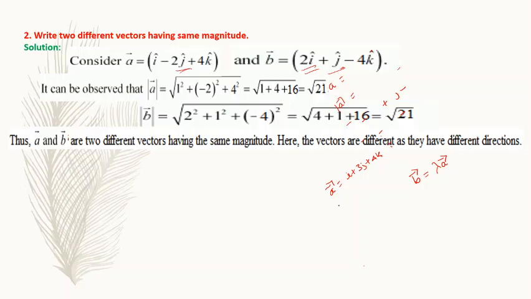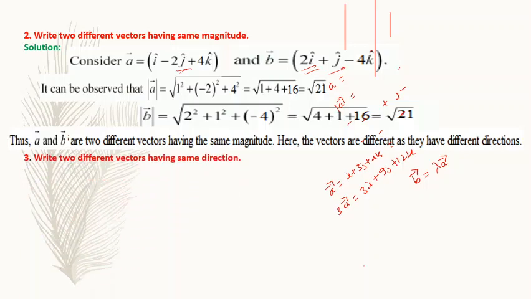So I am trying to make it 3 times vector A. Just make it as 3 into vector A. So what do you get? 3i plus 9j plus 12k. This is a new vector which is collinear to the old vector with a different magnitude. They are not asking about your magnitude. They are asking that your direction should be the same. Okay, this is the way you can write it.